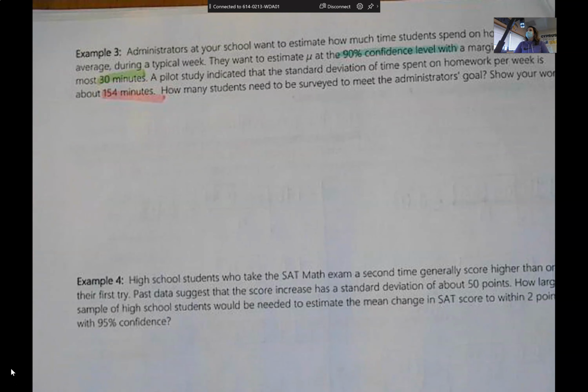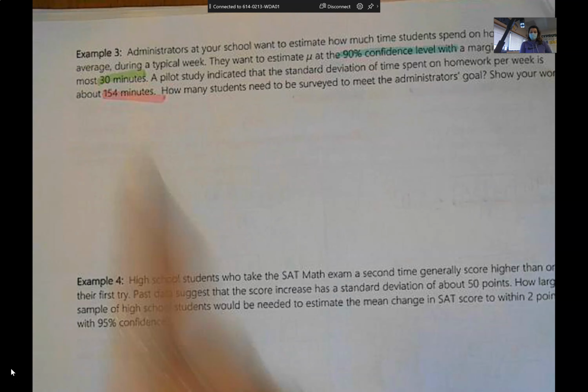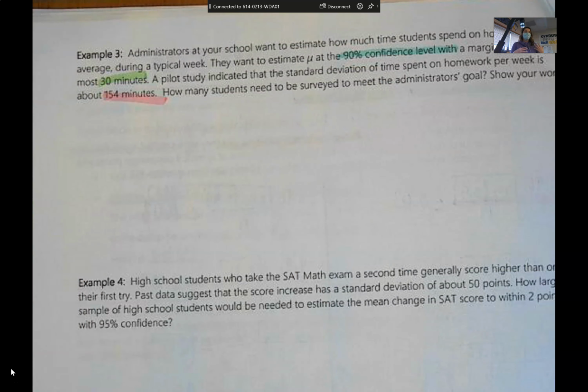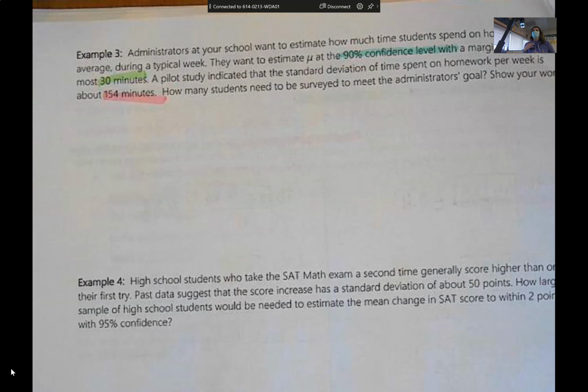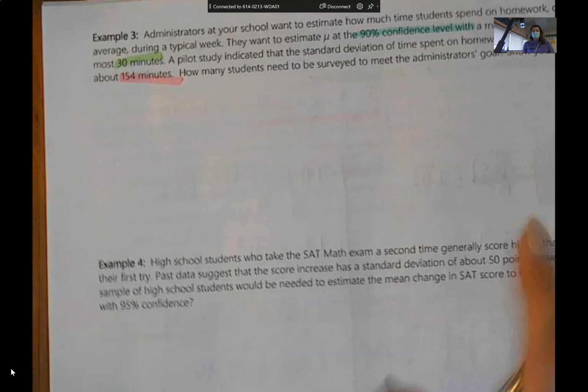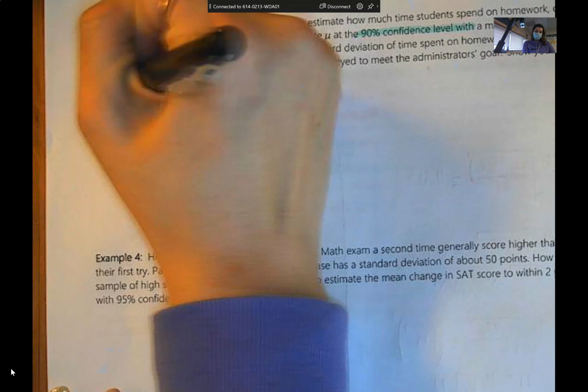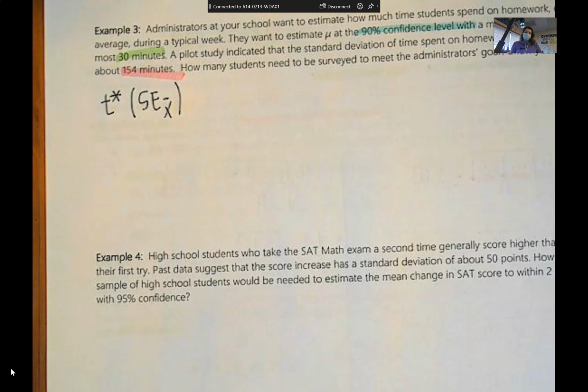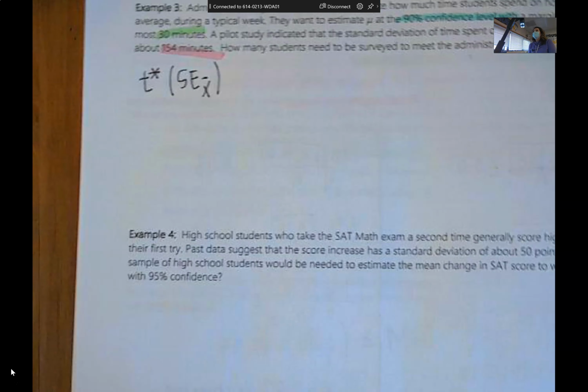Okay, couple of things. When they have you do this for a mean, they will always give you standard deviation. So they will always give you what I have highlighted in pink. You will never have to use a conservative estimate. It will always be given. Now, what we know is the margin of error for a mean is t critical times standard error of your sample. However, there's a problem using t.